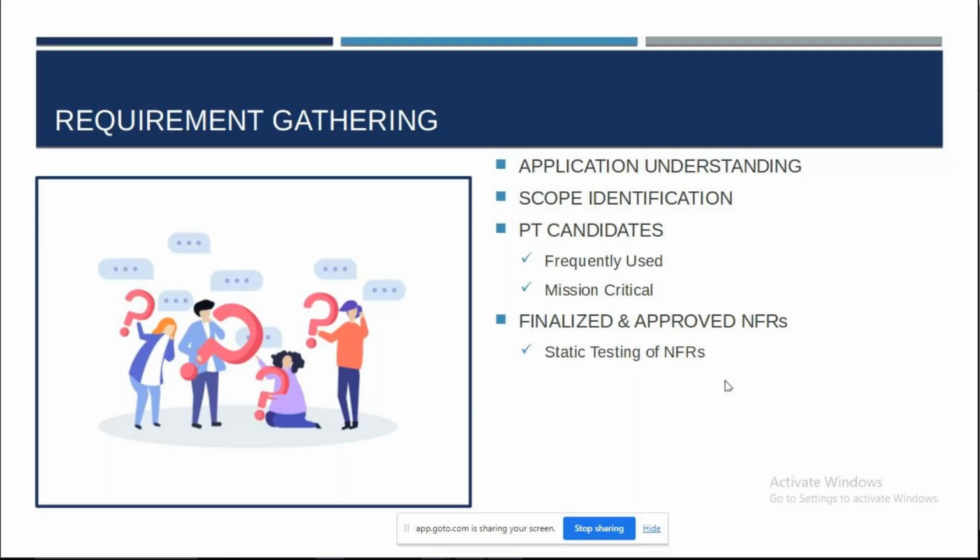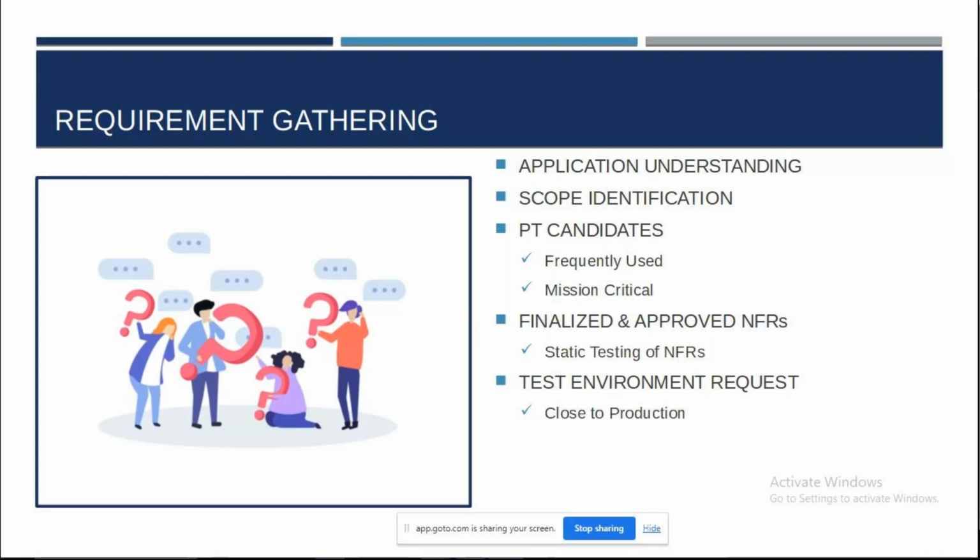So this is our static testing. Then your scope is identified, what you have to do as part of your performance test. Then your NFRs are also finalized. You have to place now, where will you do the testing? You will do the testing in your performance test environment, right? So you need to place a request with the environment team to create a performance test environment for you.